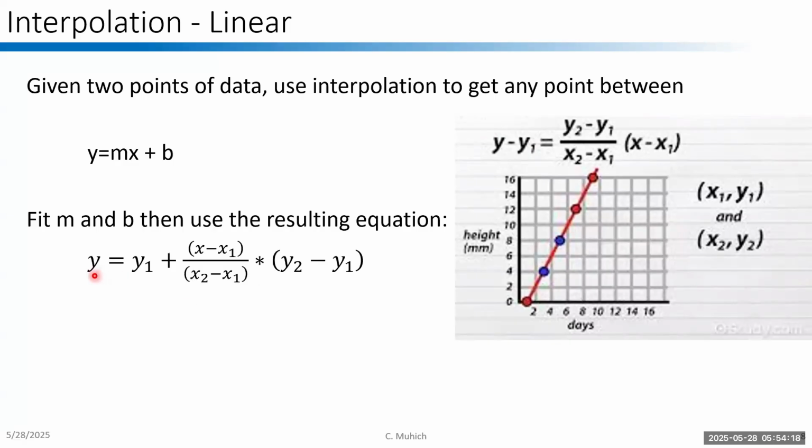So this is the resulting equation, y equals y1 plus x minus x1 over x2 minus x1 times y2 minus y1. I can use this same sort of equation if I know, in this example, how high I want something to be. I could then rearrange the equation to find out how many days it would take.